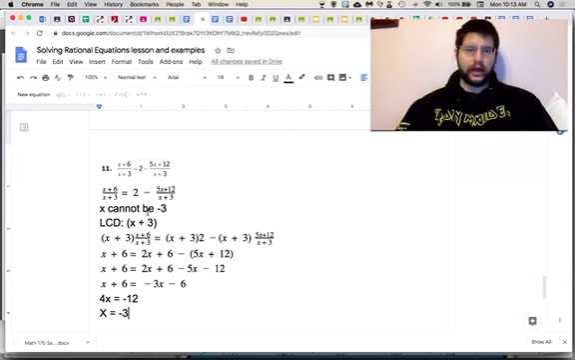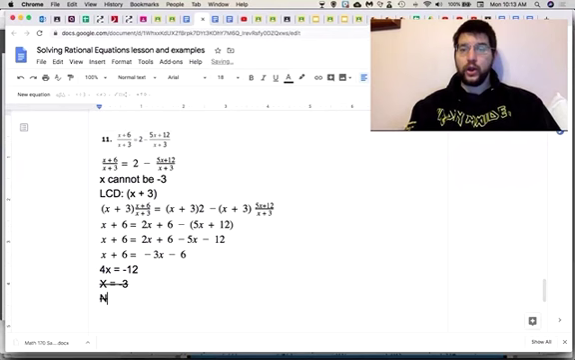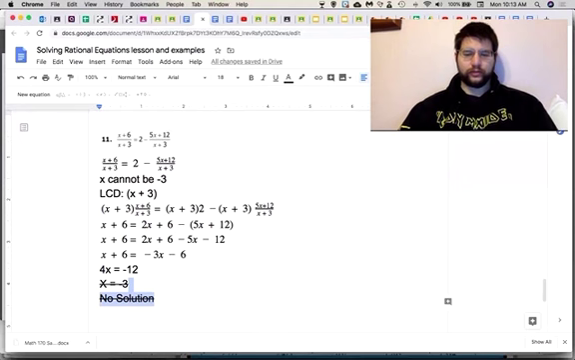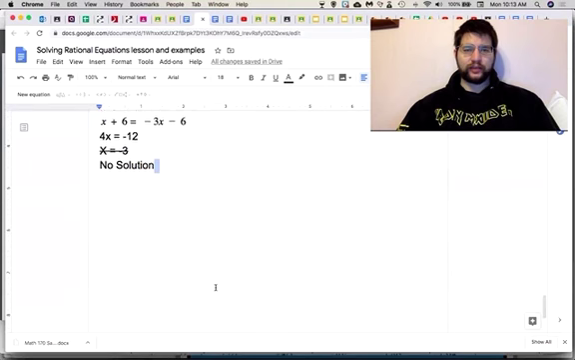Wrong. X cannot be negative 3. That can't happen. So you can strike through that if you want, Command Shift X or format, etc. But your answer would be no solution. Strike through. There. No solution. So that's it for the examples, guys.